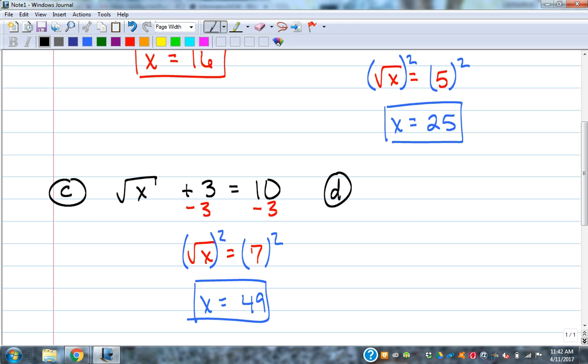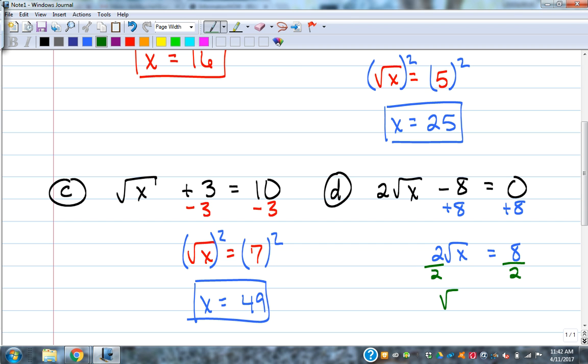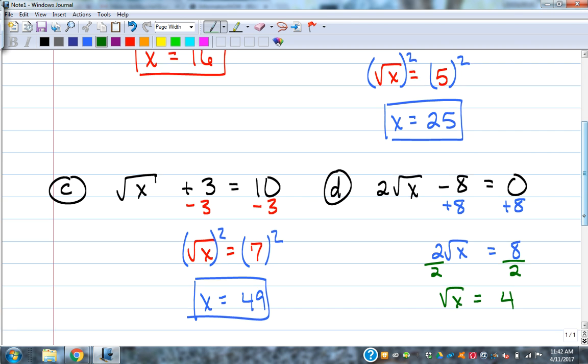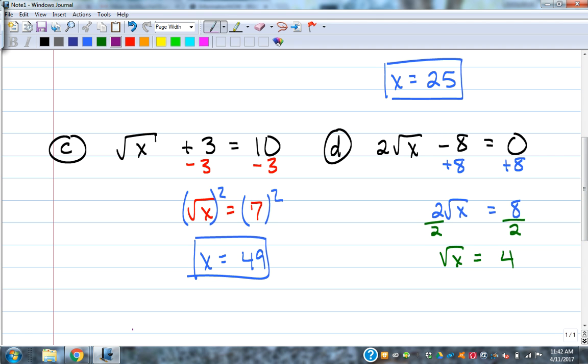All right, so let's look at example D. 2 square root of x minus 8 is equal to 0. So we're going to get the square root by itself. So plus 8 is the right move first. So that's 2 square root of x equal to 8. Then what? Divide by 2. That gets the square root by itself.